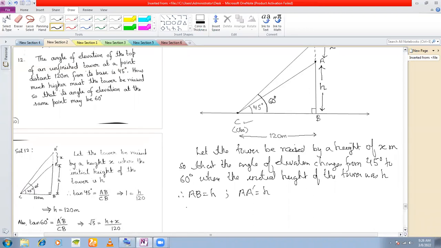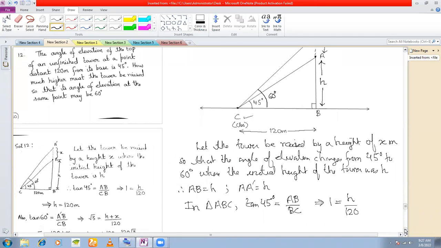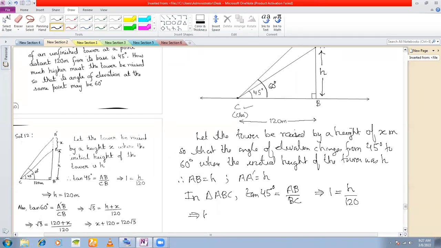Here you have tan 45 degrees in triangle ABC. In triangle ABC, tan 45 degrees is equal to AB by BC. Tan 45 is 1, AB is H, and BC is 120. So you get H is equal to 120 meters. So we have got this height as 120 meters.